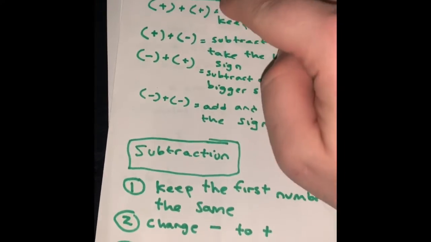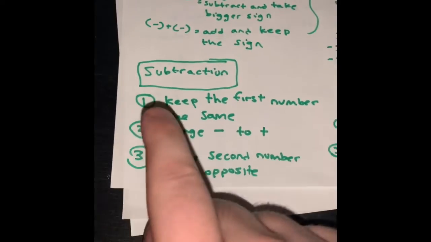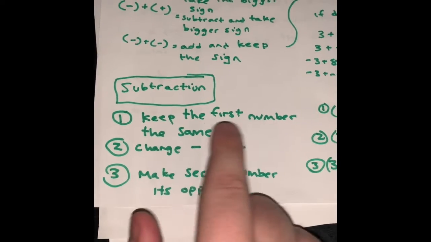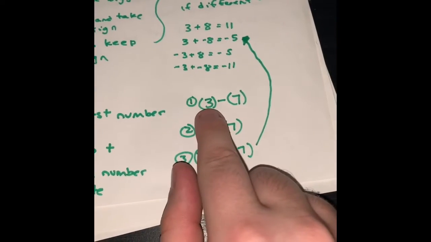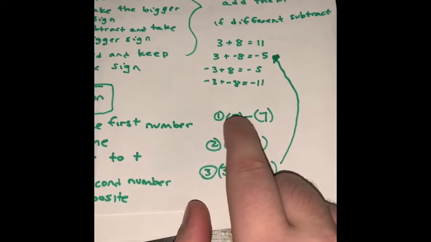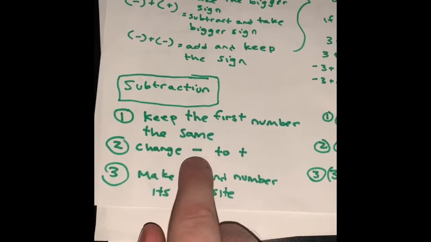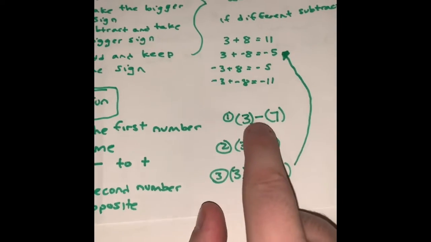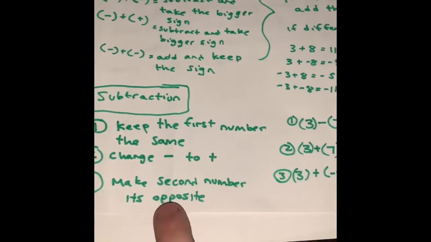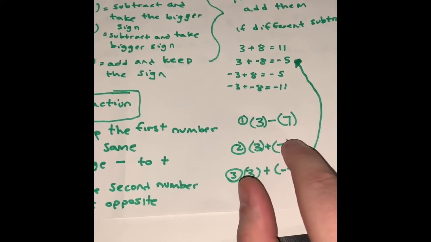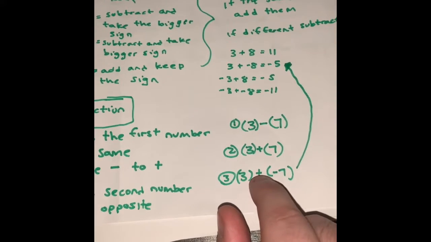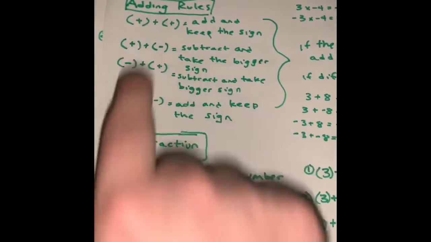Next, we're going to go to the subtraction rules. And so sometimes in order for us to use the adding rules, we have to use the subtraction rules first to turn it into an addition problem. So step one, we would keep the first number the same. So in our example, positive 3 minus positive 7, we're going to keep this first number the same. Step two, change the subtraction to an addition sign. So the subtraction changed into an addition sign. And step three, make the second number its opposite. So the opposite of positive 7 is negative 7. So now we have our problem in addition form, and now we can use our addition rules.